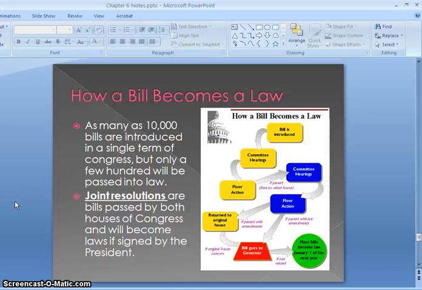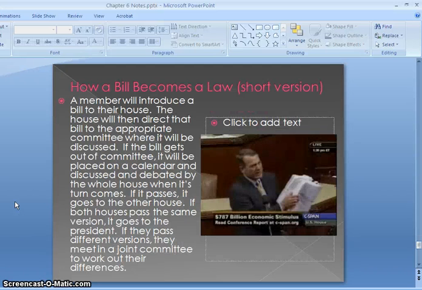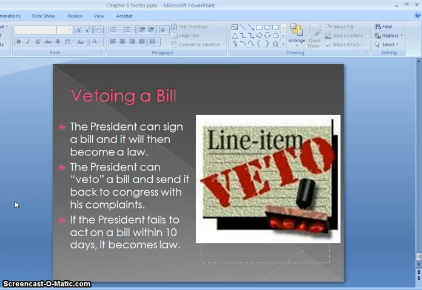Okay, joint resolutions are bills passed by both House and Congress. We're going to talk about this a little bit later. Again, bill becomes a law. You should have a worksheet that tells you exactly the exact steps. This is just the short version. I know it doesn't look very short, but it is. Finally, vetoing a bill. The president can veto a bill. Okay, that's a check and a balance.